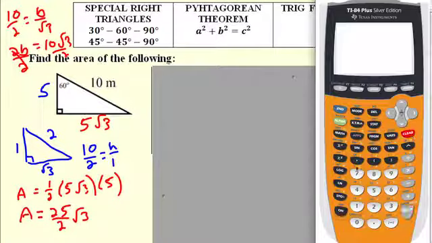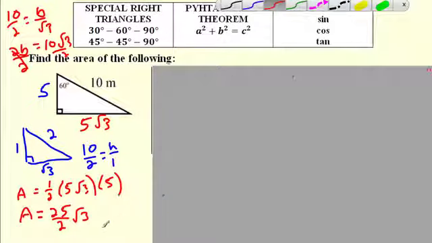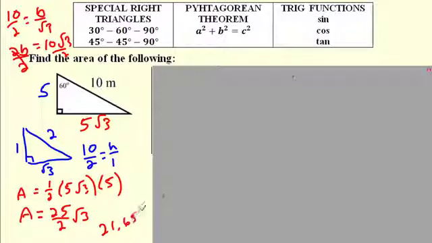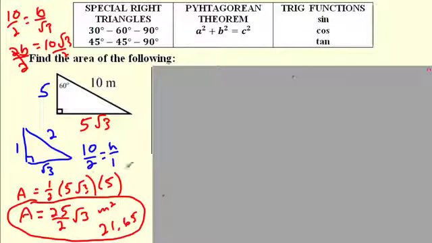If you want to make this all decimals, you're more than welcome just to type it all in and say 0.5 times 5 radical 3, and we're going to times that by 5. And if you want to put this answer, that's great, 21.65. So you can approximate it as 21.65. It's a pretty good approximation. Just make sure you label it. We're talking meters squared. So either one of these is cool, and we're good to go. Fantastic. Very nice. What else do we got?